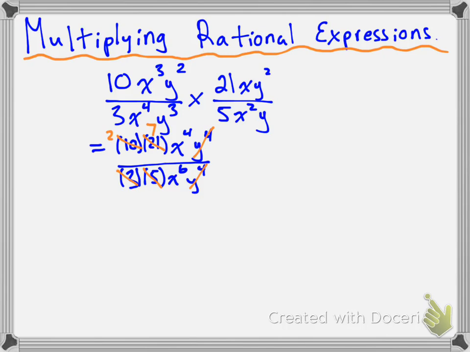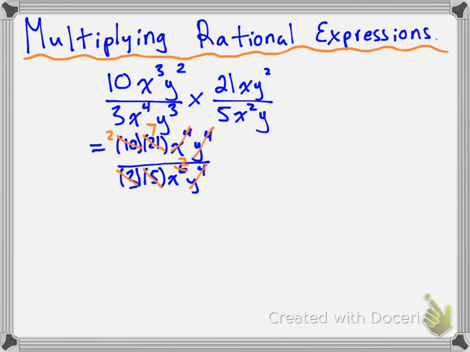Then notice that I can also cancel out the y to the power of 4s. Y to the power of 4 divided by y to the power of 4 is going to give us 1, so they'll cancel. And then notice that I have x to the power of 4 on top and x to the power of 6 on the bottom. Well, the 4 x's up top are going to cancel out with 4 of the x's on the bottom. That's going to leave me with 2 x's on the bottom.